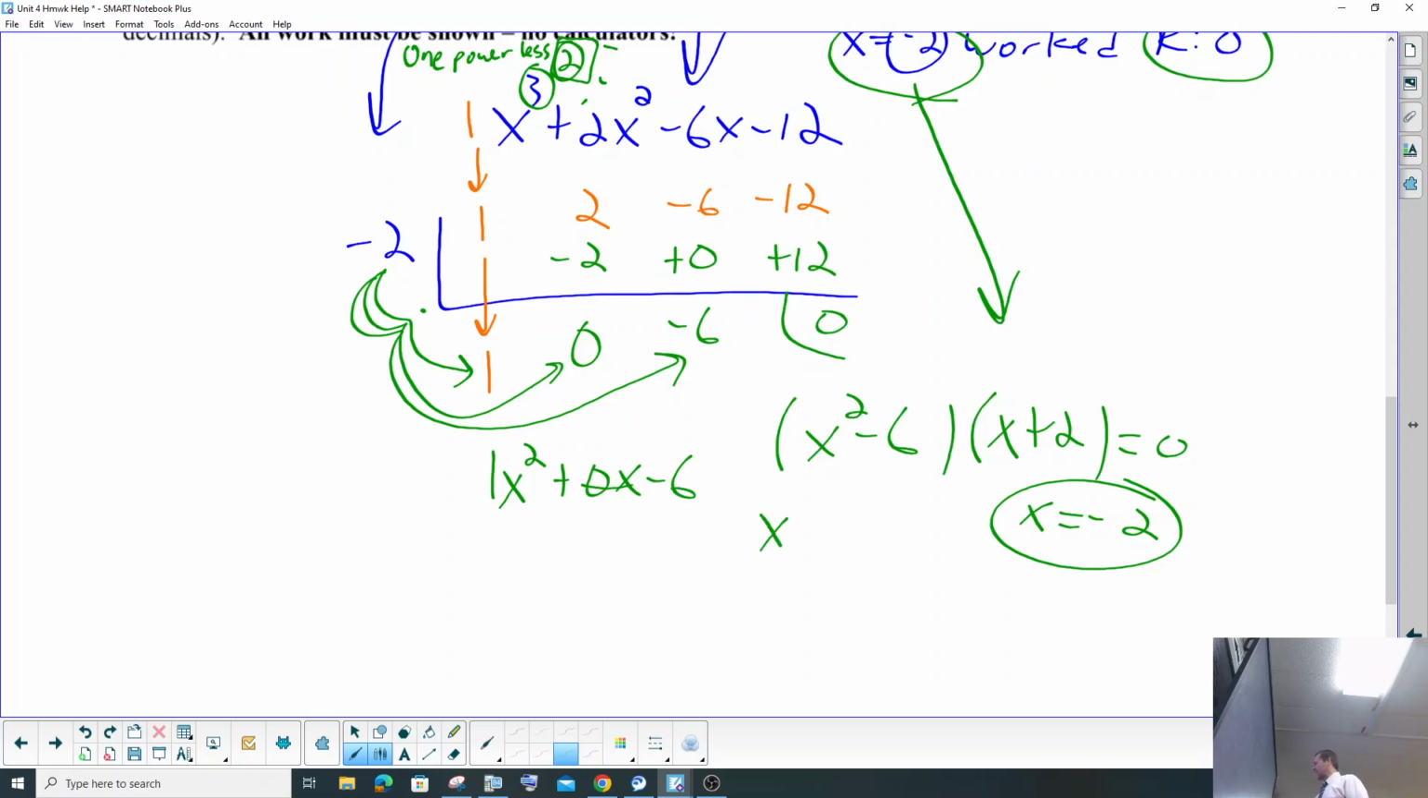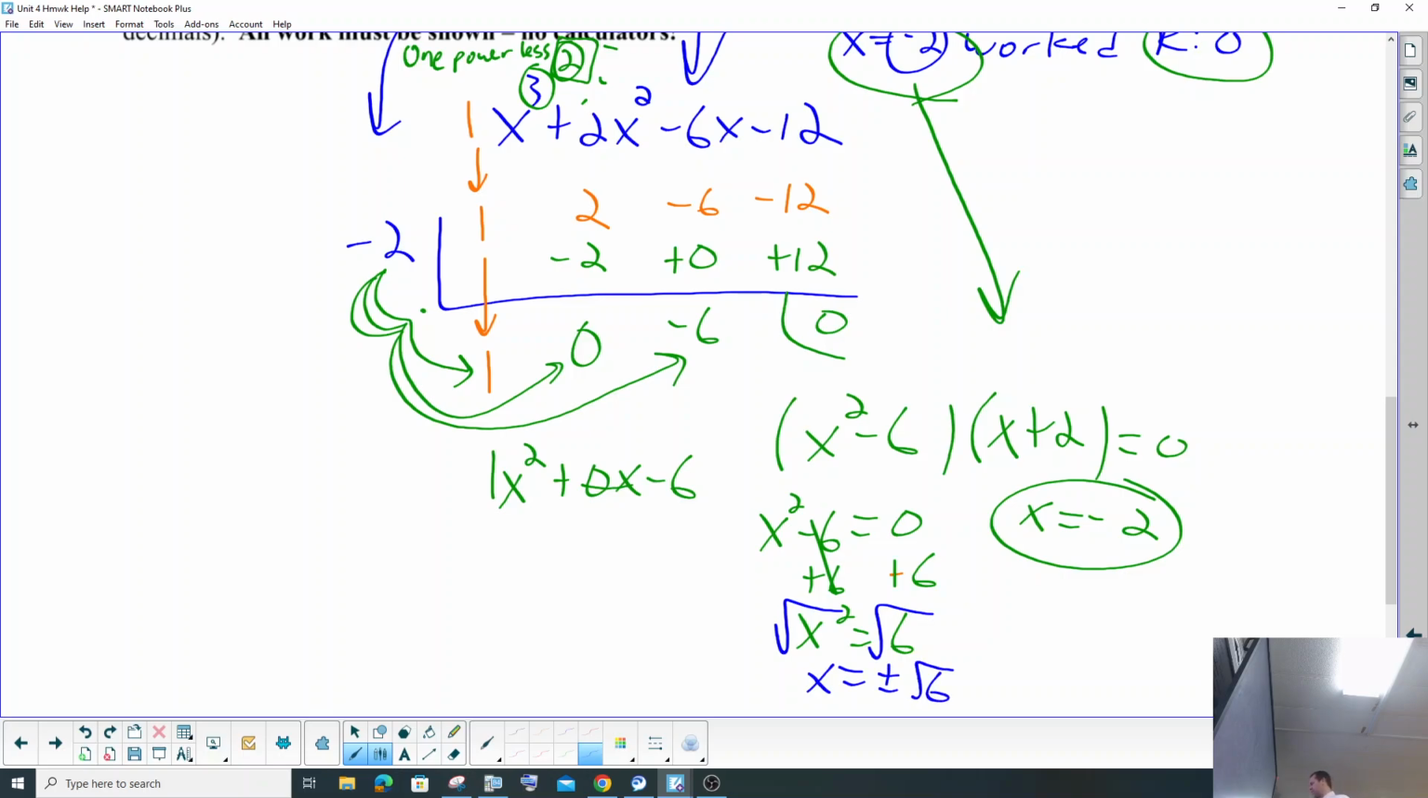So now we just take this one, x squared minus 6. We set it equal to 0. We add 6 to the other side. And then we have x squared equals a positive 6. Do you remember what we do to get rid of the power 2? We square root both sides. So we get x equals plus or minus radical 6.